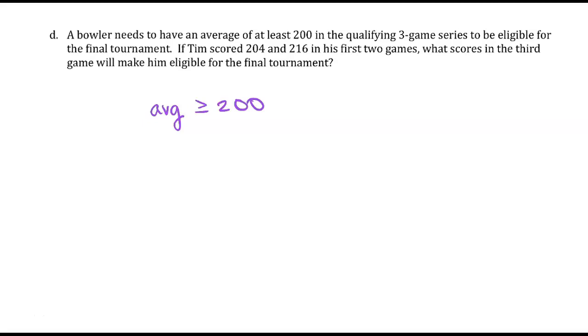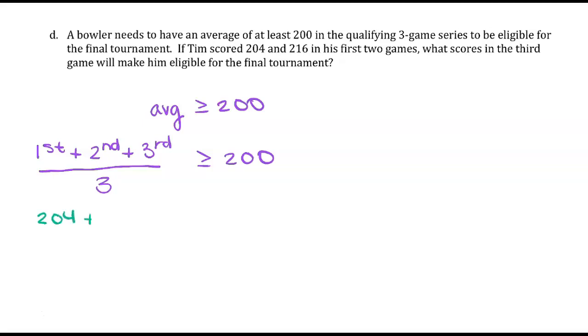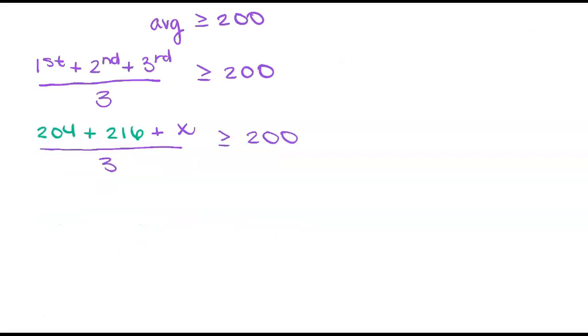Now, average is calculated by taking the 3 scores, adding them together, and dividing by 3. We know his first 2 scores. His first 2 scores are 204 and 216. We don't know the third one, so I'll write that as an x. Now we have an inequality that we can solve. Let's start by getting rid of the 3 in the denominator by multiplying both sides by 3.